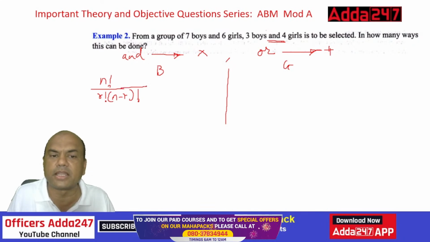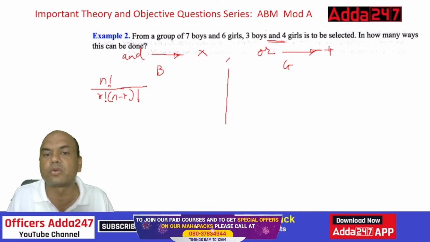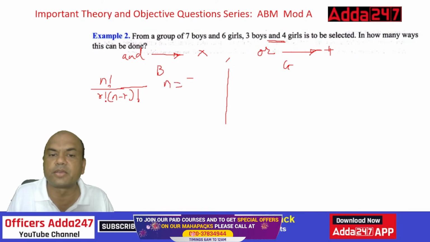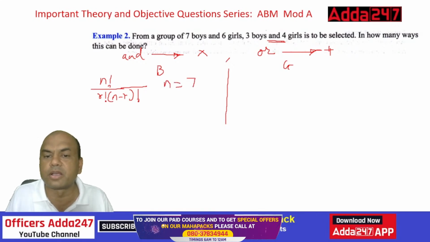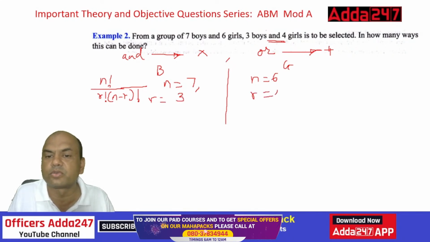Now use n and r over here. For boys, what is the n over here? Total number of boys is what? n equals 7. And total number of girls, n equals 6. Similarly, r equals 3, how many boys do I want? 3. And here r equals 4 girls. Right?